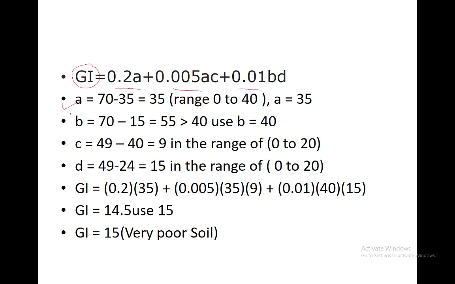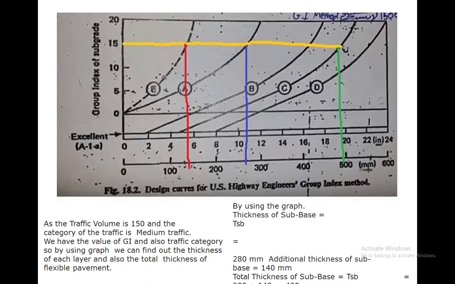By resolving this simple equation, we have the value of 14.5 somehow, so we will usually use the whole number, like 15. So it is very poor. Let's go back to the original chart again. The traffic volume we have already derived.